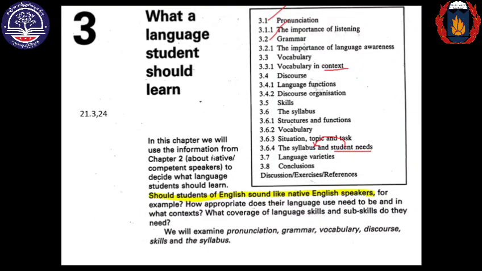So we have already finished this one. Then we will go into detail. Should students of English sound like a native English speaker? The question is a yes or no question. How will you say? Yes or no? No, teacher. No. To some extent, we shouldn't imitate the native speaker accent.